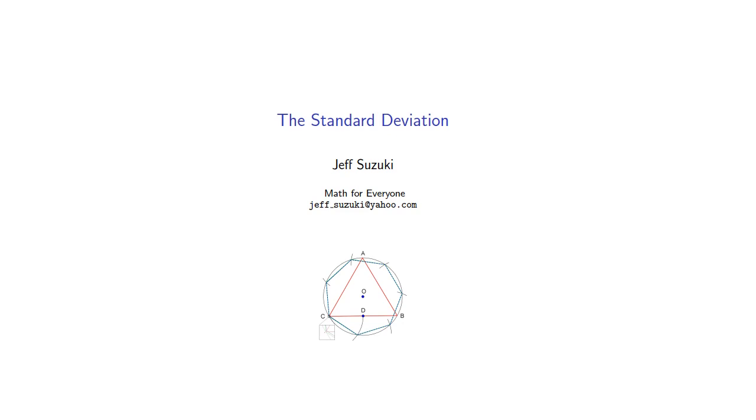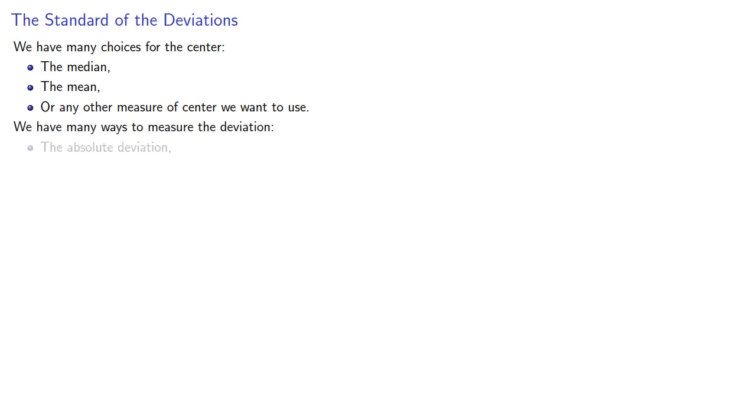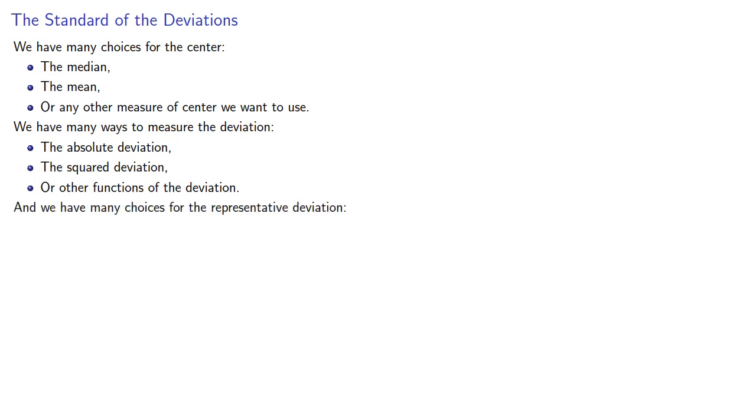The standard deviation is a central concept in statistics and in probability, so let's take a closer look at it. So we saw that we had many choices for the center. We can use the median, the mean, or any other measure of center. And we have many ways to measure the deviation. We can use the absolute deviation, the squared deviation, or we could be inventive and create another function of the deviation. And once we have those deviations, we have many choices for the representative deviation. We can find the mean or any other measure of center.